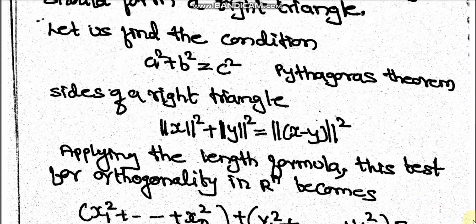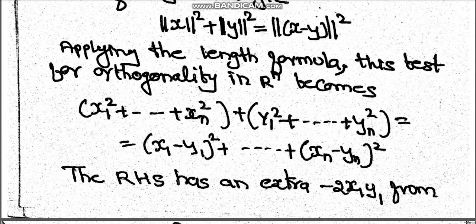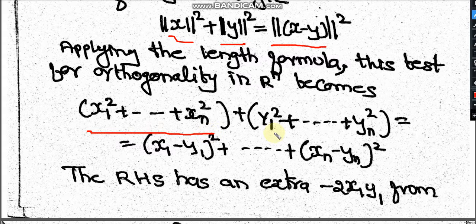So coming to this, how do you find the orthogonality? Here you consider x square plus y square equals x minus y whole square. If I have the orthogonal test, I have an n dimensional vector. So I have this x square plus y square and this theorem. If it is a right angle triangle, we will have x square plus y square and x minus y square. If this is applied to n vectors, x being n vectors and y being n vectors, automatically you will have this expression, right?